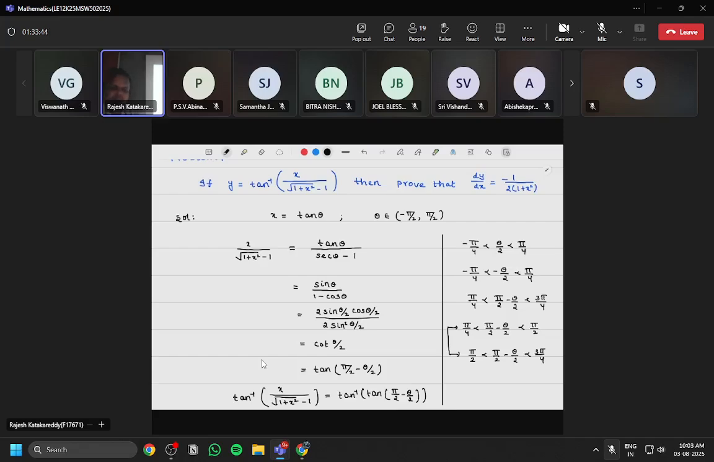In between minus pi by 2 to plus pi by 2, it is 0. Pi by 2 to pi, it is minus 1, I guess. X minus pi and so on.